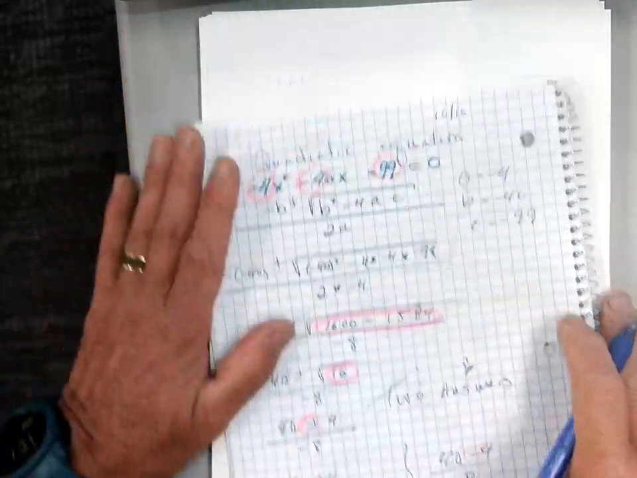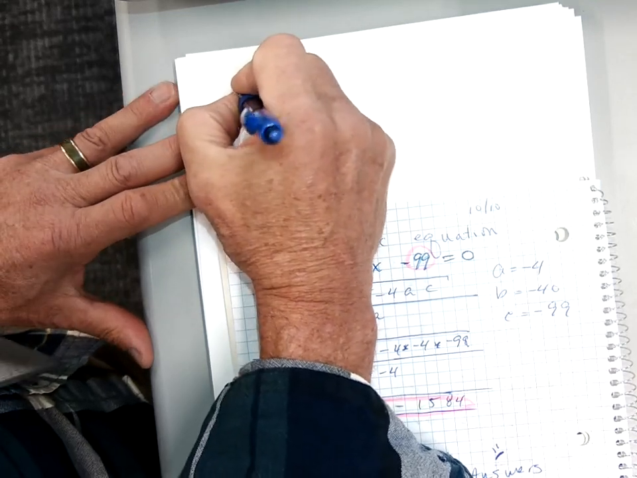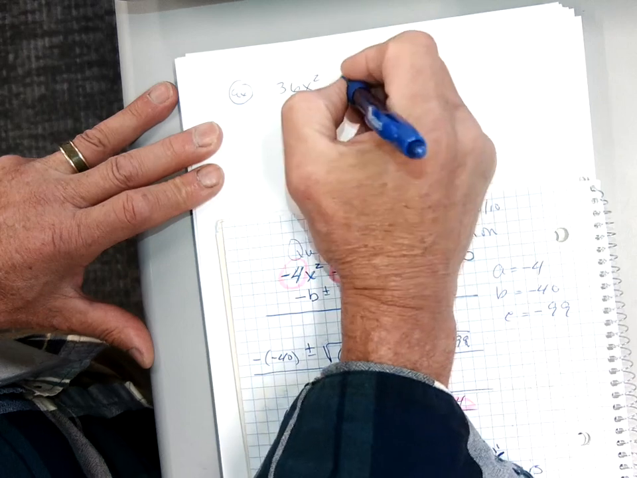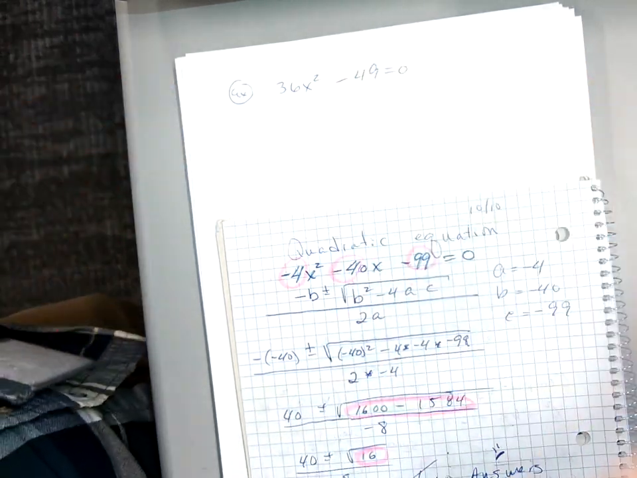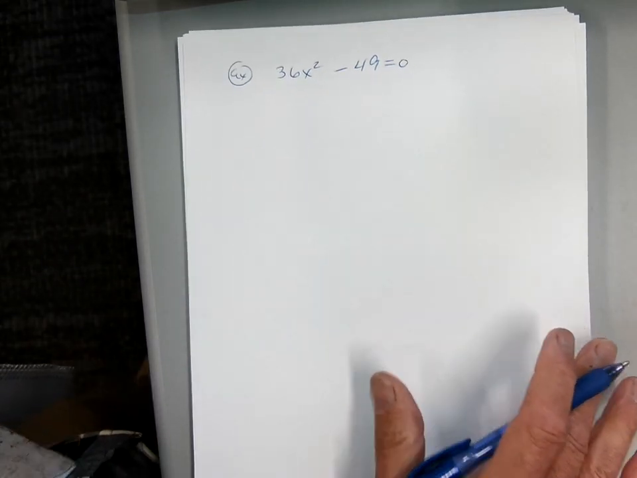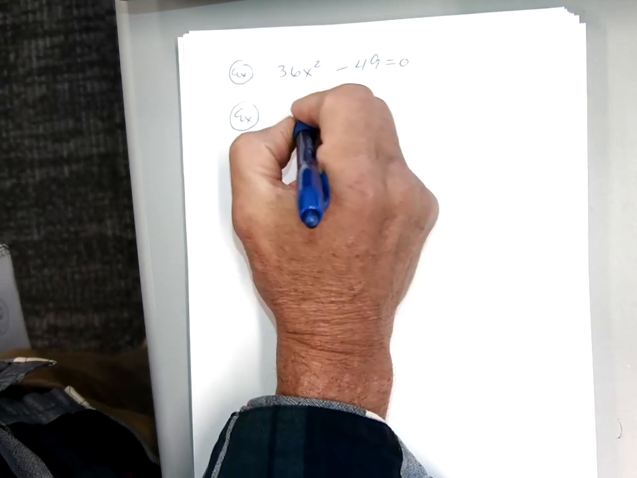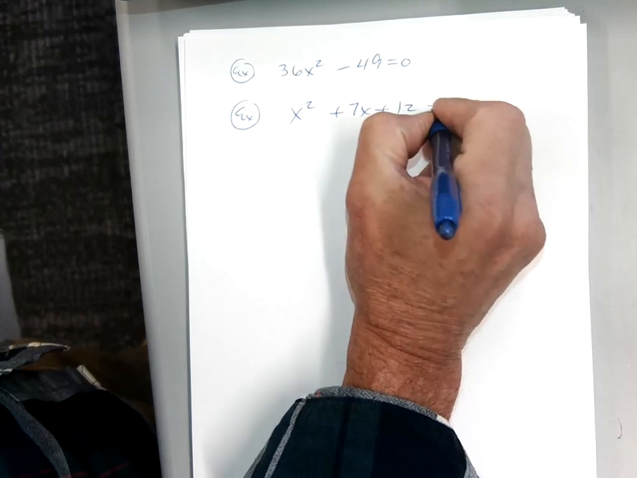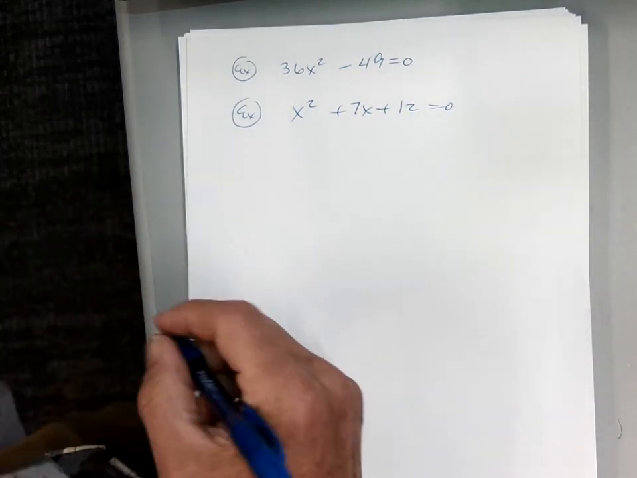Before we talk about this, if I had a problem like 36x squared minus 49 equals 0, I could factor that one. I could solve that one easily. Another example: x squared plus 7x plus 12 equals 0. I could factor that and solve for x. Hi, Tasha.